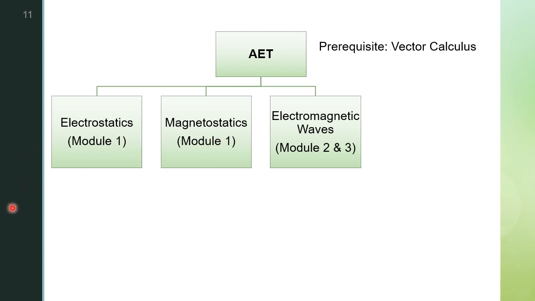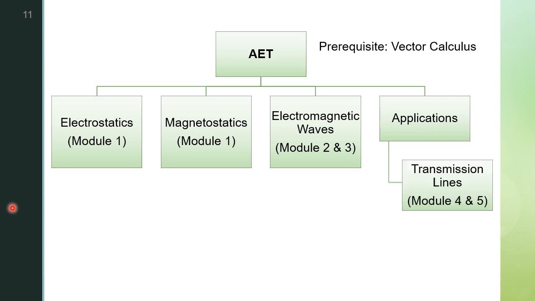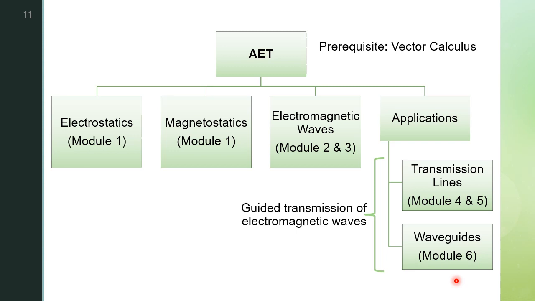Once we have covered the concepts related to electromagnetic waves, we will study certain applications of electromagnetic waves, and it is mainly in two fields. One is transmission lines and one is waveguides. Modules 4 and 5 relate to transmission lines, and in module 6 we'll have the waveguides. These transmission lines and waveguides are guided media for the transmission of electromagnetic waves.